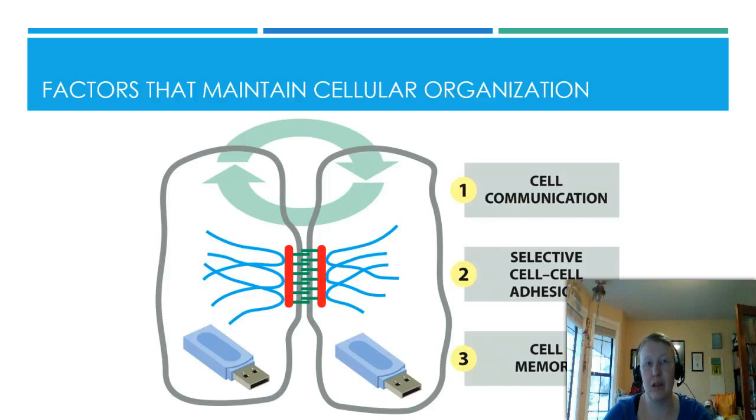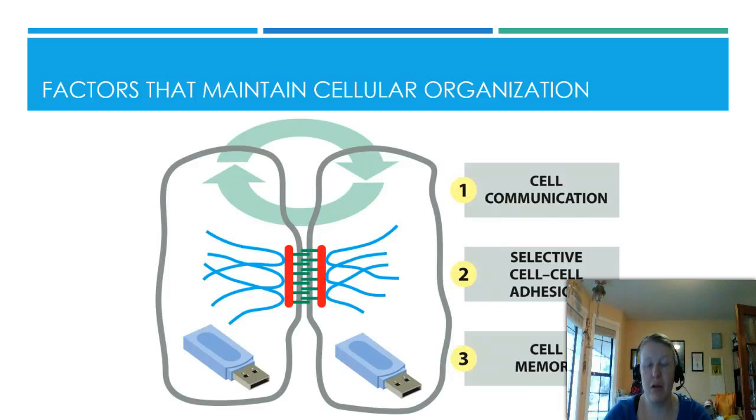The first is cell communication. We've talked about this a lot, where signaling between cells will help maintain the function and the events that are occurring within the cell. Then we also have selective cell-to-cell adhesion, and this helps keep the cells together because the cells like to bind to similar junctions and similar structures. That helps ensure that new cells will bind to their neighbors and continue to form the tissue that we've been talking about. And the last is cell memory.